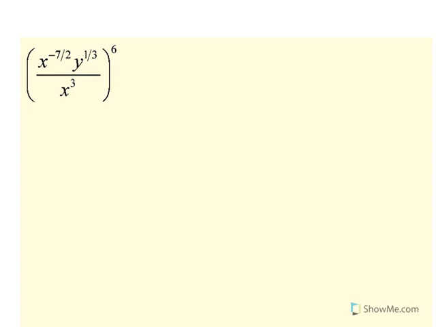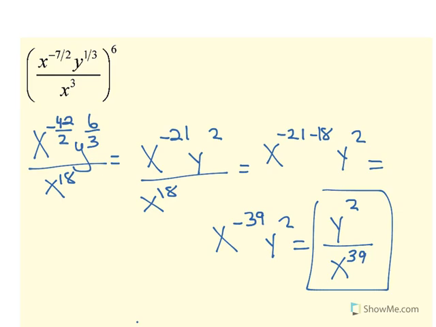So let's try the next one. X to the negative 7 halves, y to the 1/3, over x to the 3rd, all to the 6th. I would like you to pause, simplify, and then unpause to check your answer. So how did you do on that one?